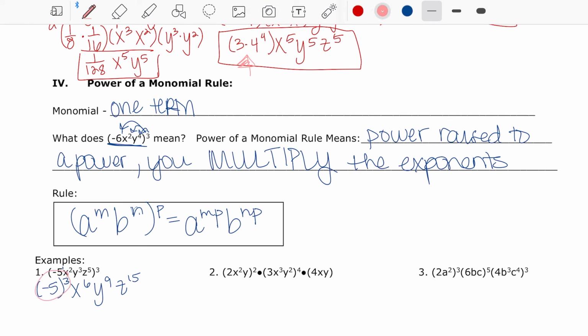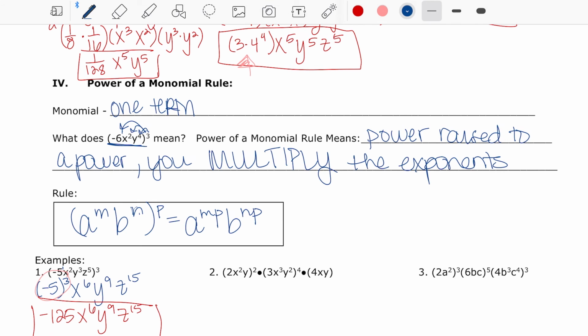Now this guy right here, guys, we can simplify. Negative 5 times negative 5 is a positive 25. Multiplied by another negative 5 is negative 125. X to the 6th, y to the 9th, and then z to the 15th. This is our simplified answer.